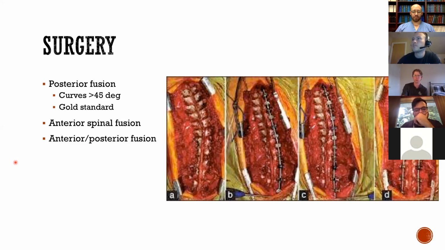Anyway, regardless. Posterior fusion is the thing that you're going to see most for scoliosis. Oh, Jesus. Sorry, hold on. It wasn't my car, but the neighbor's car alarm went off.